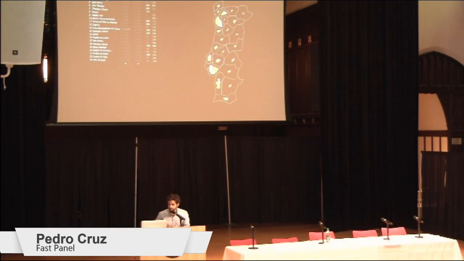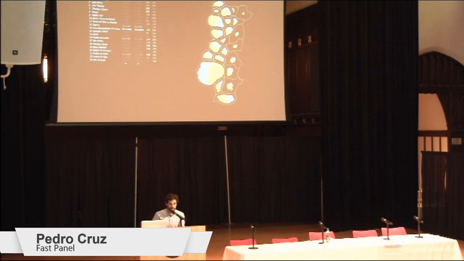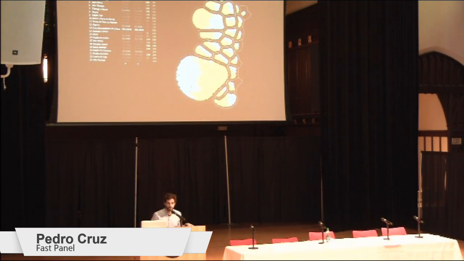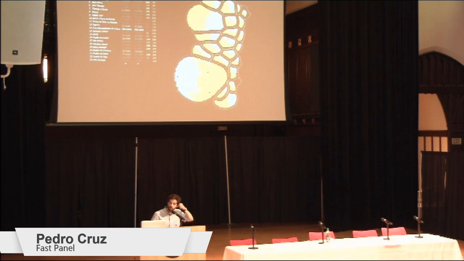Let's speed this up. As you can see, number 13 is Lisbon's metropolitan area, the biggest region. Most of the earnings are made there, and you can see the inequality in terms of gender disparity in pay. As you can see, the yellow make much more money than the blue gender.